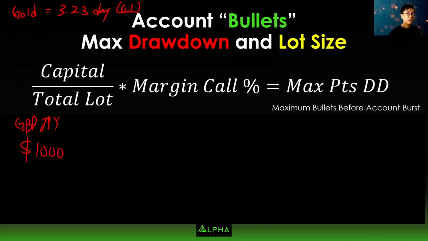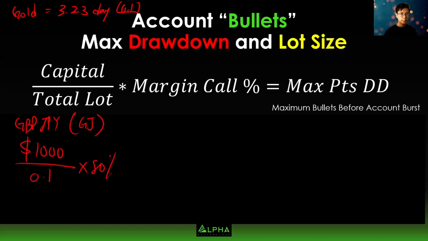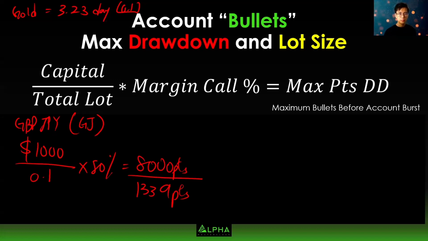Now let's say that right now I fix every single market and do the same. GBP JPY, short term GJ. I divide by lot size 0.1 lot, times margin call 80%. This still gives 8,000 points. So 8,000 points in GBP JPY, with volatility of 1339 points. If you take 8,000 divided by 1339, how much is it?